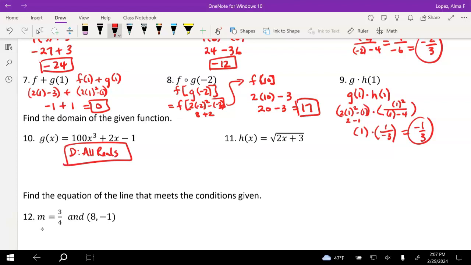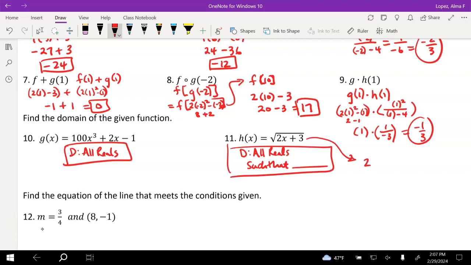If you have a square root, our domain has a condition. So we will write all reals such that. To find the condition, you're going to take whatever is underneath the radical and say that has to be greater than or equal to 0, because we can only take the square root of positive numbers or 0, and then we'll solve. We'll move our 3 over to the other side. We'll divide both sides by 2. My x's have to be numbers greater than or equal to negative 3/2.